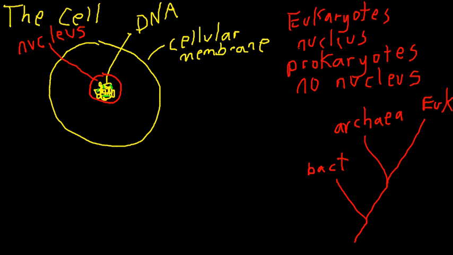So, if a cell has a nucleus, it is a eukaryotic cell. If it does not have a nucleus, it is a prokaryotic cell. Alright, so archaea, phylogenetically, are actually more closely related to eukaryotes than they are to bacteria. But archaea and bacteria, because they both lack a nucleus, are considered prokaryotic cells.